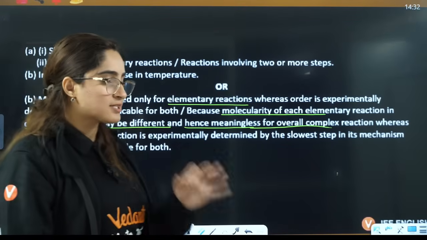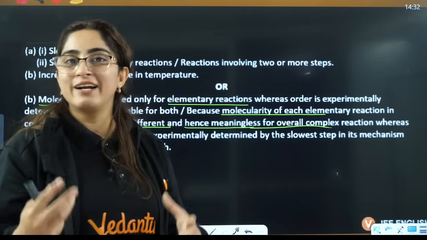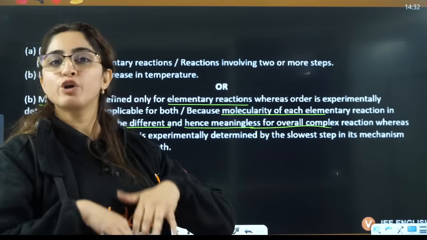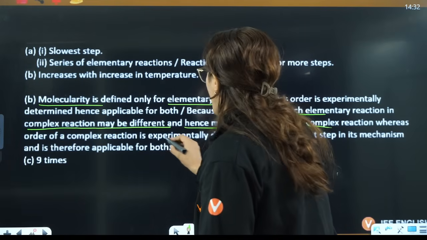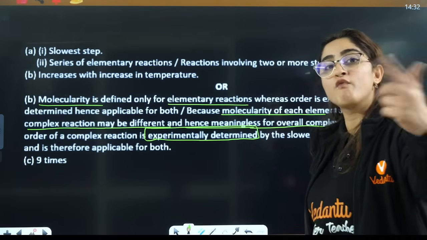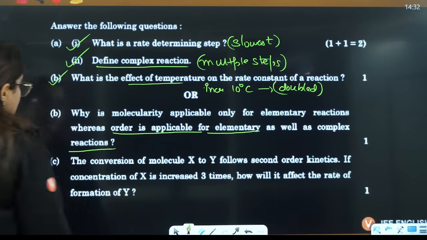For every single step, molecularity is about molecules colliding: how many molecules are colliding to form the product? So every single step has different molecularity, and you can't take the average of that. Whereas the order of the complex is experimentally determined. That is why we can tell it for the overall reaction in complex as well as elementary reactions.